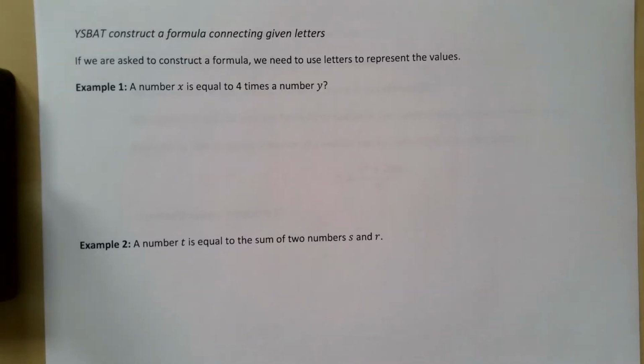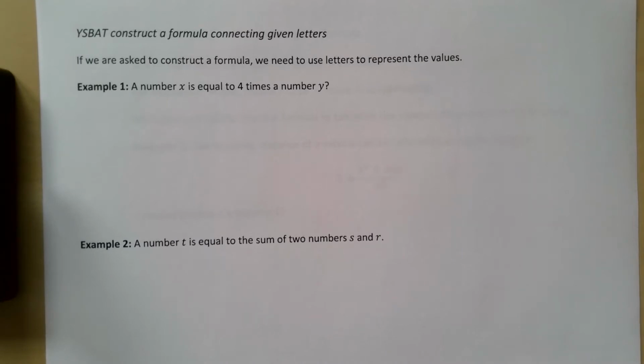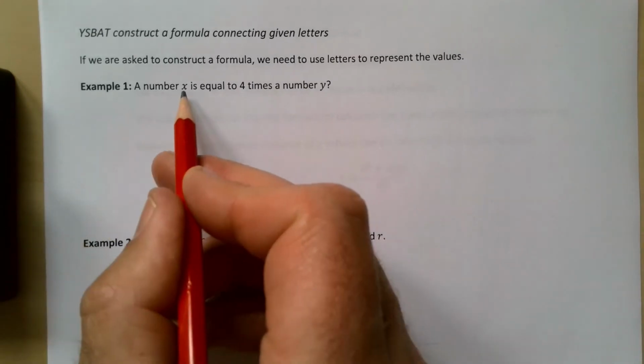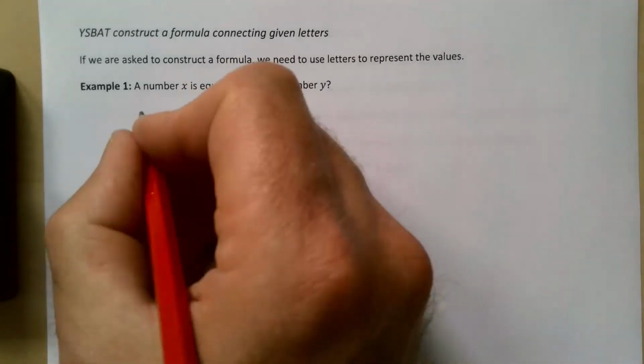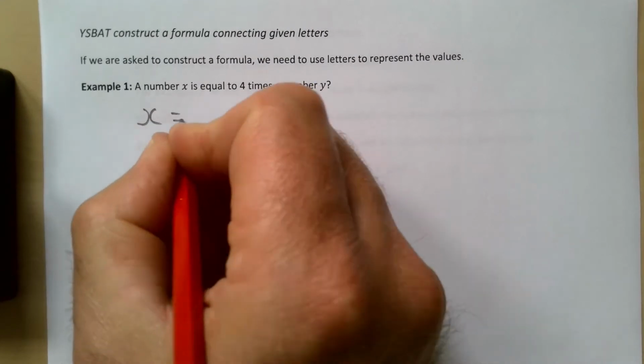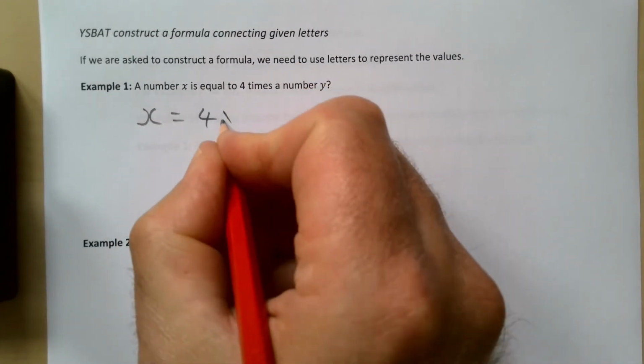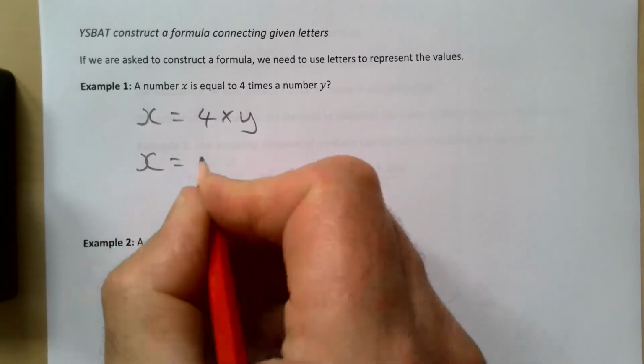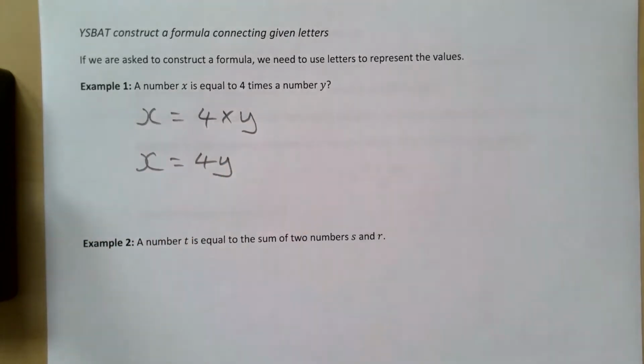This is Algebra Unit 3 and we're Year 10, so just taking a wee look at some different wee things we need to look at in terms of formula. So let's take a look at the first bit. Constructing formula. A number x is equal to 4 times a number y, so x equals 4 times y. I hope most of you realise the way we write that is x equals 4y.